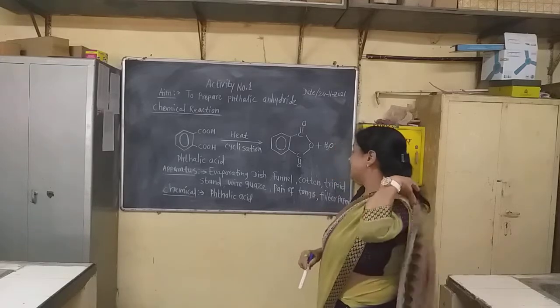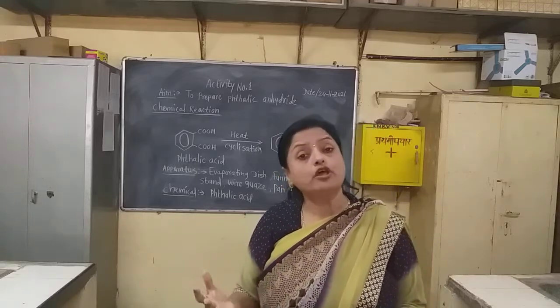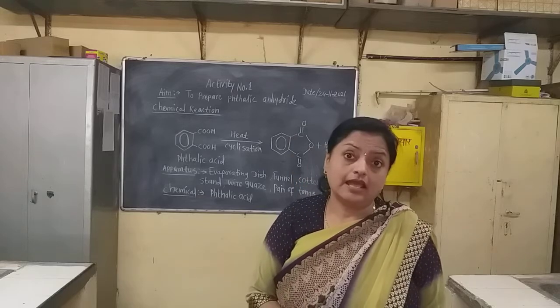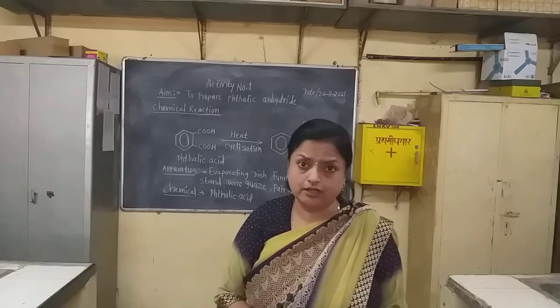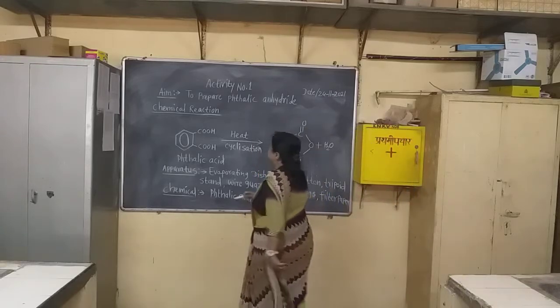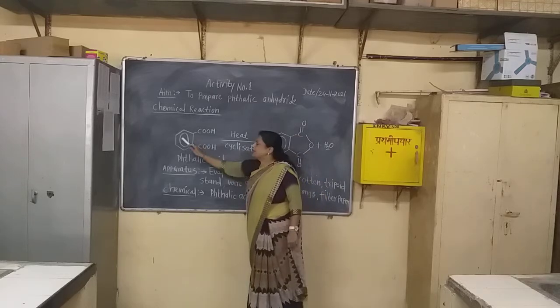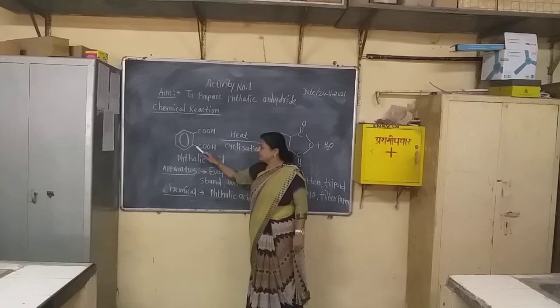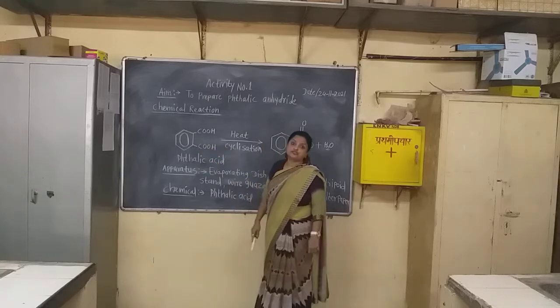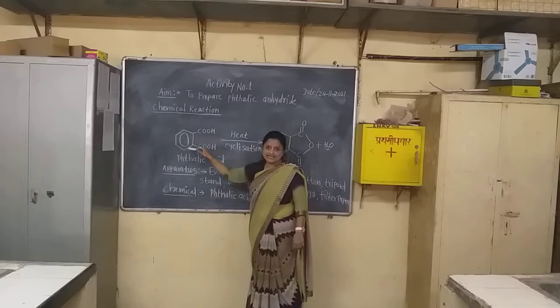Now what is this phthalic anhydride? That means hydra, that is the water, is removed from phthalic acid, and this is the preparation of phthalic anhydride. You know the formula of phthalic anhydride. Now see here, what is the formula of phthalic acid? There is the benzene ring, and to that benzene ring there are two carboxylic acid groups on the ortho position of each other. Now this is the phthalic acid. Now remember the formula of the phthalic acid.